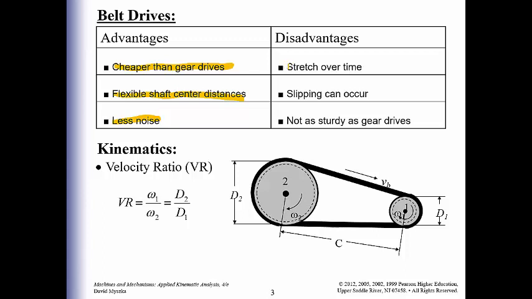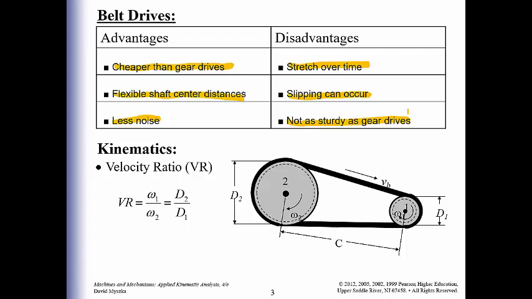Disadvantages are that belts will most definitely stretch over time. They're usually made out of a rubber-like substance, some kind of polymer. Slipping can most definitely occur, and they're not going to be as sturdy as gear drives. So there are some things you might have to think about. Maintenance over the life of it is very important to consider.